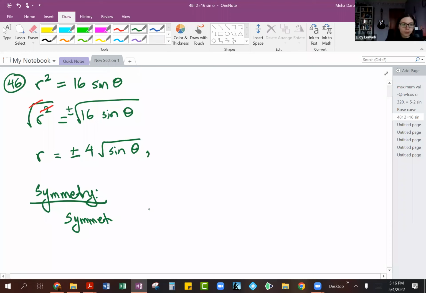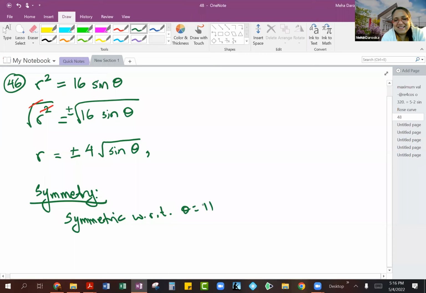Would be symmetric about pi over 2, right? Very good. Yeah. So with the sine function, you will automatically have symmetry about theta equals pi over 2. Very nice, Andrew.